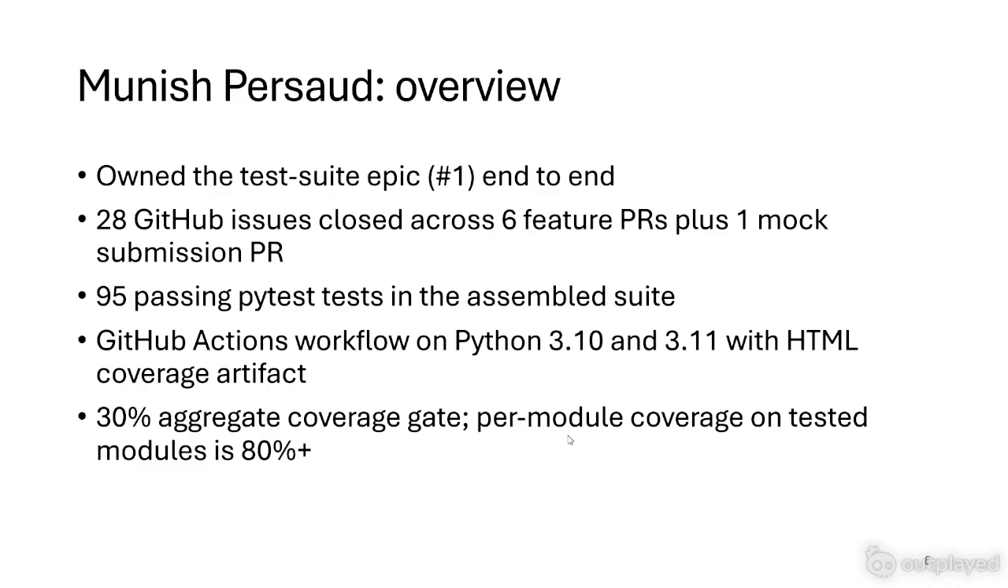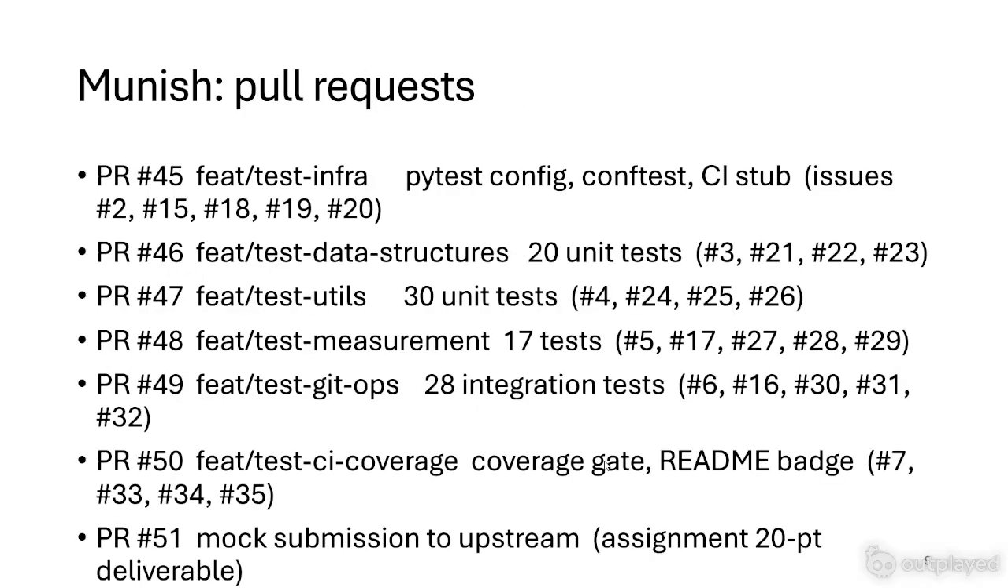Overall, this was 95 passing PyTests in the suite, going from Python 3.10 to 3.11 with the HTML coverage artifact in there. Overall, it was a 30% aggregate coverage rate, which was lower than I was hoping for, closer to 40. But per module, if you look at it, it is about 80. I split the work into one branch per parent issue.